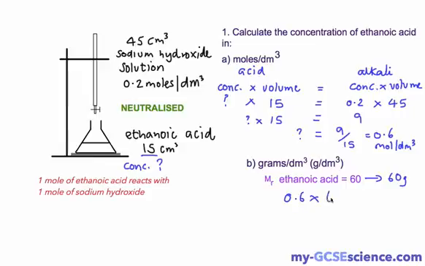0.6 times 60 equals 36 grams. And remember, it's grams per decimeter cubed, because it's asking us to calculate the concentration in grams per decimeter cubed. Okay, so that's another question there.